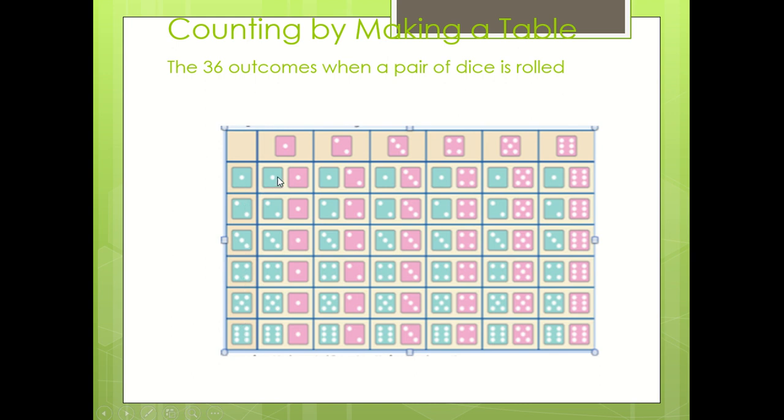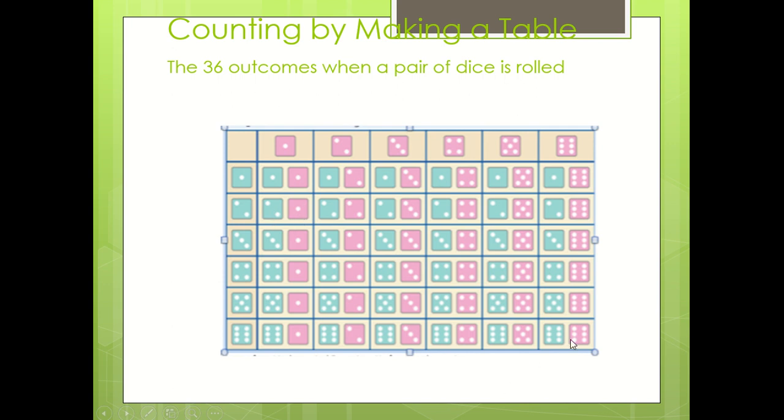So for the first outcome, we have 1 and 1, meaning 1 on the first die and 1 on the second die. And then this one is 1 and 2, 1 on the first die and 2 on the second die. Here, this is 2 and 1, meaning 2 is obtained on the first die, and the second die has 1.